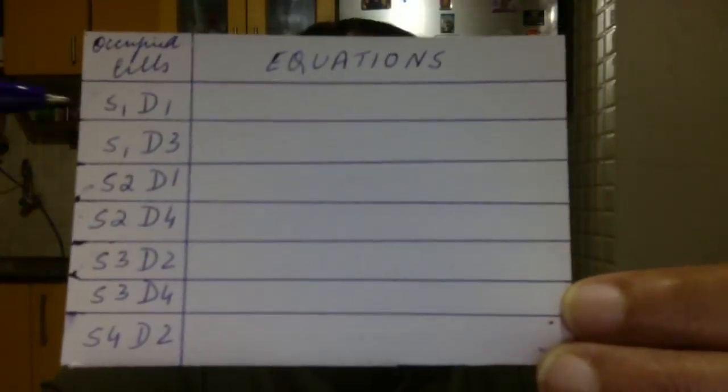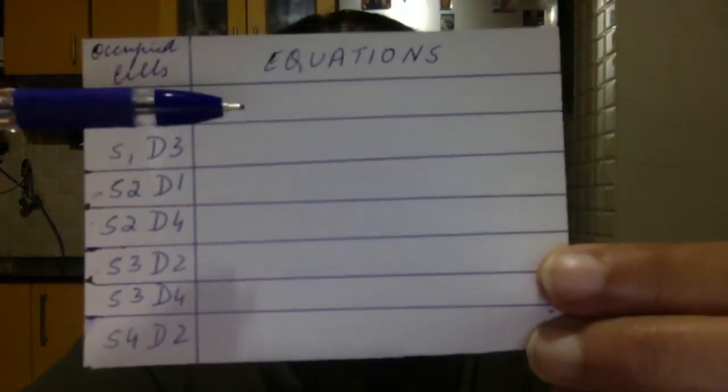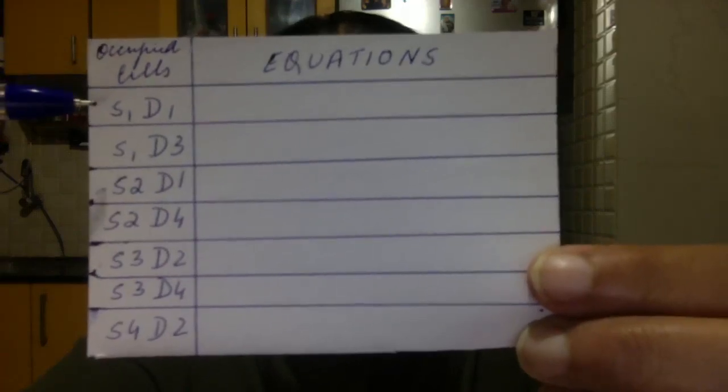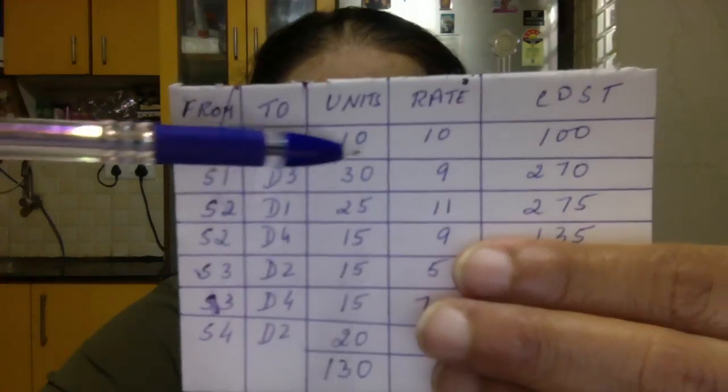Now remember, all the S's are U's, all the D's are V's. So if it is S1 D1, you will get U1 plus V1. I repeat, S1 will be U1, D1 will be V1. So you write U1 plus V1 is equal to, now for that you have to come and see the rate. S1 D1 rate is how much? 10. So U1 plus V1 is equal to 10 is your first equation.